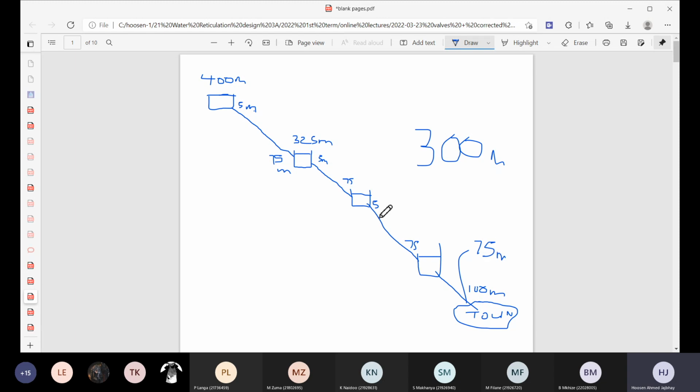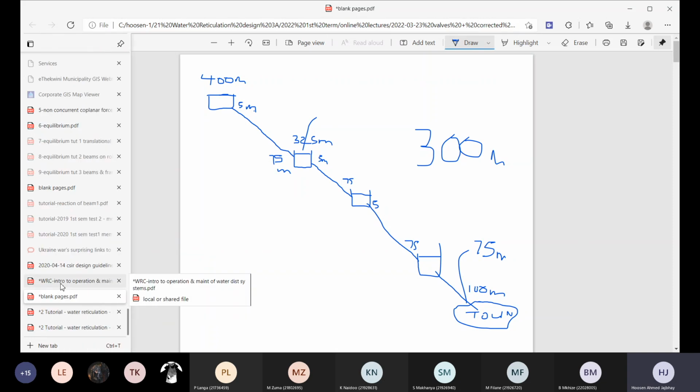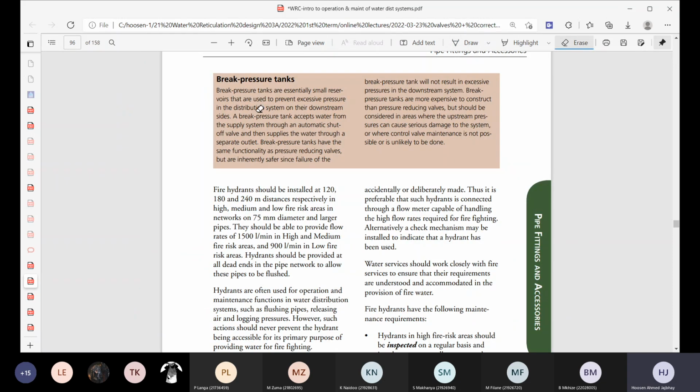So that's the purpose of a brake pressure tank. You can see we're breaking the pressure in effect. We're taking advantage of the fact that the moment the surface of water is exposed to the atmosphere, the value at that point would be zero. That's what we're taking advantage of. So that's where brake pressure tanks are used, and if you note here also, it tells you essentially small reservoirs, and they're used to prevent excessive pressure in the distribution system on the downstream side.